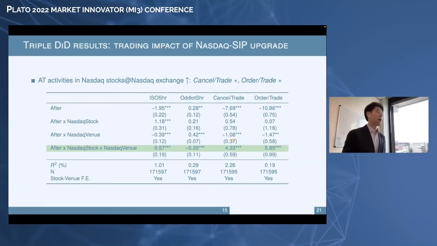If you look at the NYSE volumes, the quote-to-trade ratio drops. But for Nasdaq stocks, there seems to be nothing happening there. So it's really the trading in Nasdaq stocks on the Nasdaq venues that has an increase in the AT activities. So I think the triple diff-in-diff result just confirmed what we find, that there's an overall increase in AT activities, and combined with the results from the liquidity side, those AT activities are also quite informed.